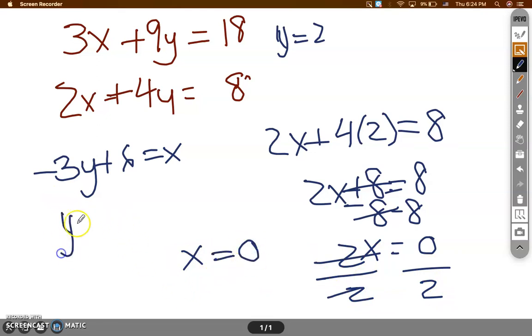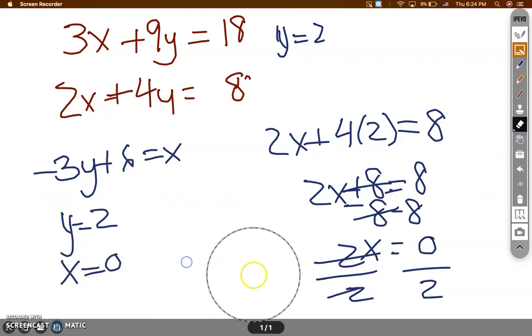So my y value was 2, my x value was 0. Okay? So that's how you would solve by using the substitution method.